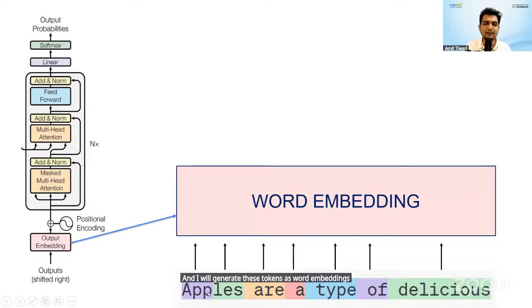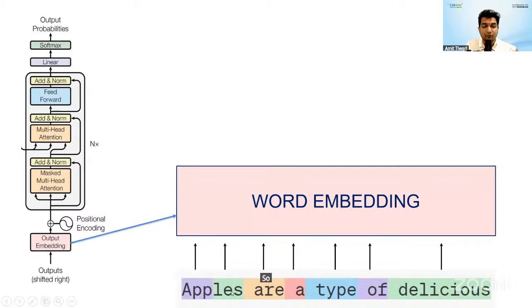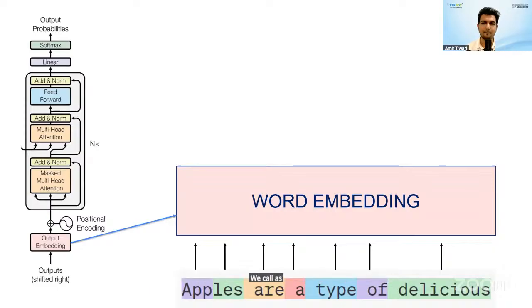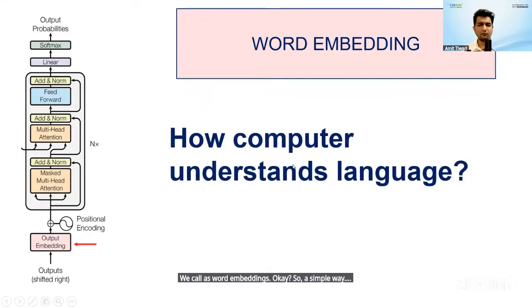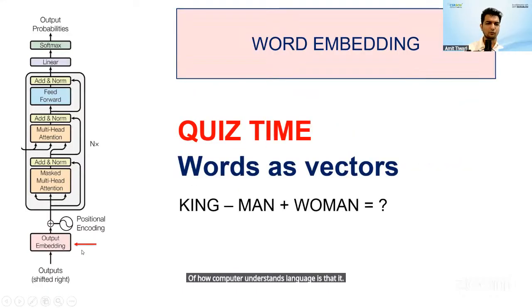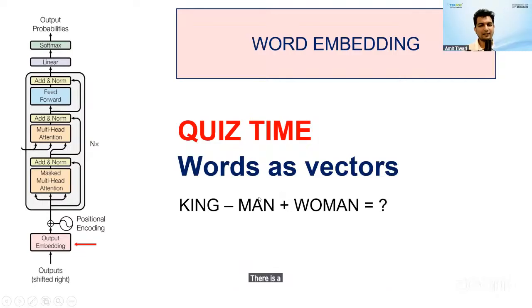Okay, so computer doesn't understand these words; it only understands numbers. So these words have to be changed into numbers, and these numbers or vectors we call word embeddings. To understand what word vectors or word embeddings are, there is a very simple exercise that we will do.